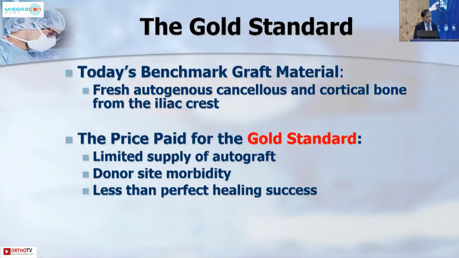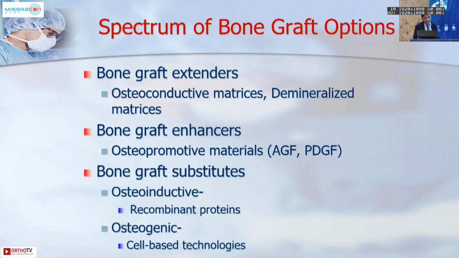So the gold standard for graft material is autogenous cancellous or cortical bone from the iliac crest, but the problem is that there is a limited supply of autograft, donor site morbidity, and less than perfect healing success. So, the spectrum of bone graft options: you have bone graft extenders, which are osteoconductive matrices, demineralized matrix; bone graft enhancers, where you can use osteopromotive materials; and bone graft substitutes, which can be osteoinductive and osteogenic.